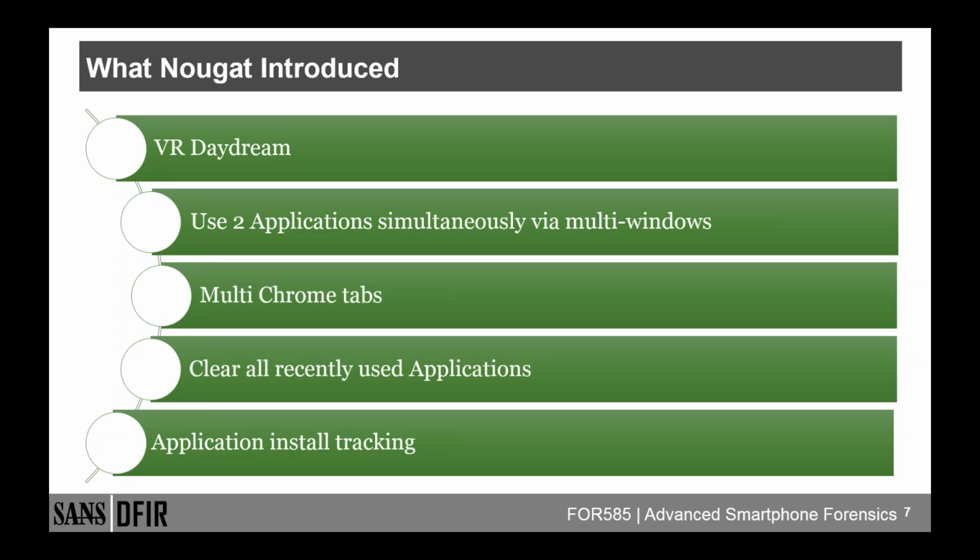Chrome. Everything you've learned on Windows computers is going to apply to these Android and iOS devices. Multiple Chrome tabs at the same time. What is this going to look like on an Android device? What happens if a user clears their apps? Can we still see what was running in memory at specific times? Are we able to recover snapshots and application tracking? So we're going to look at all of these artifacts, what the data looks like behind the scenes, and how we can recover this.